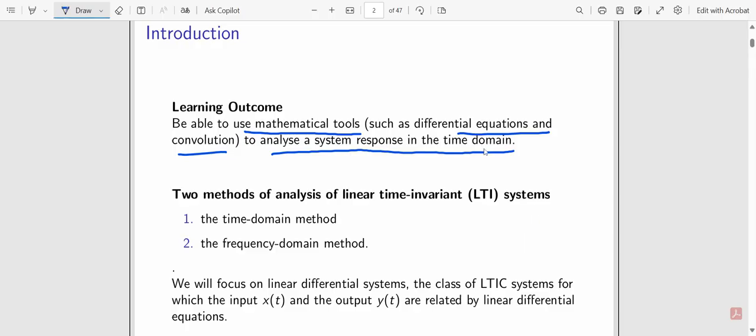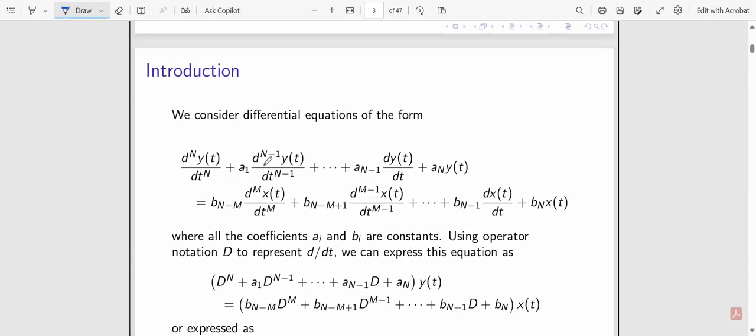So we know that there are two methods of analysis of a linear time invariant system, that is the time domain method and the frequency domain method. But today we will focus only on linear differential systems, the class of linear time invariant systems for which the input x of t and output y of t are related by a linear differential equation.